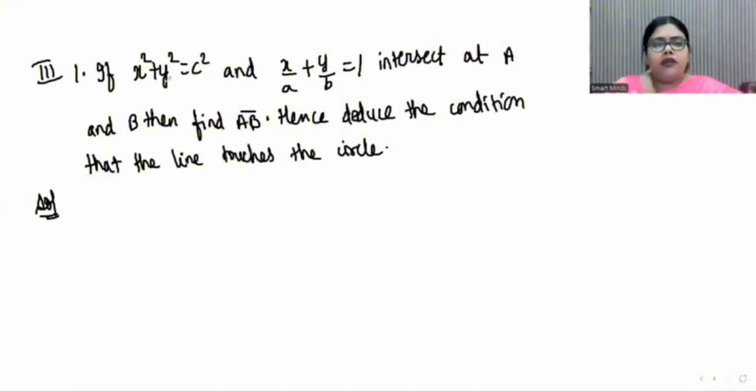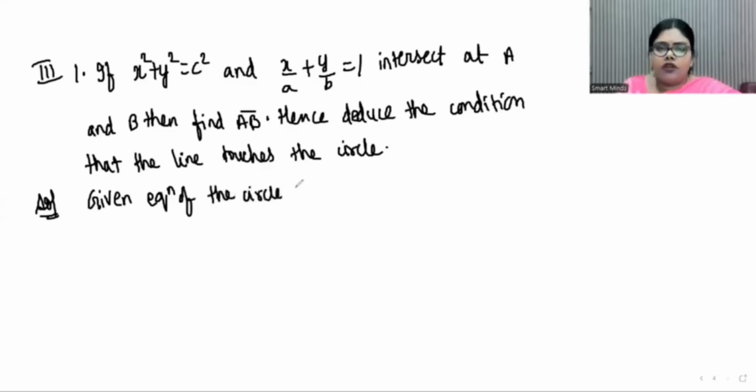Take the next question. If x square plus y square is equal to c square and x by a plus y by b is equal to 1 intersect at A and B, then find AB. Hence deduce the condition that the line touches the circle. So here first let us write down the given equation of the circle. It is x square plus y square is equal to c square.